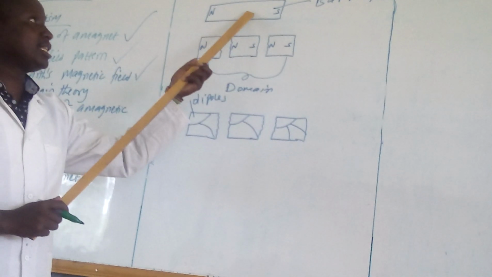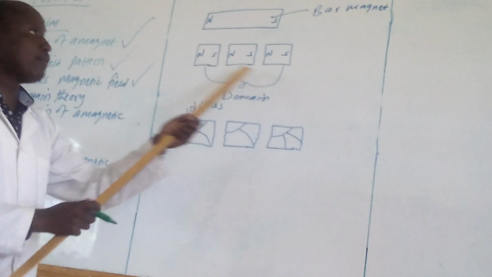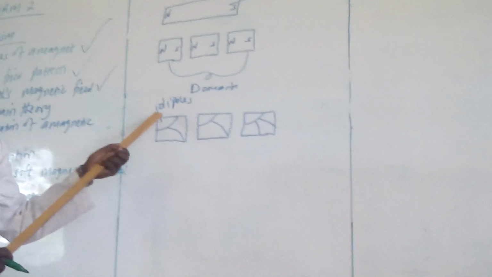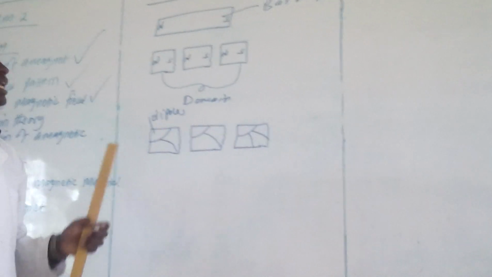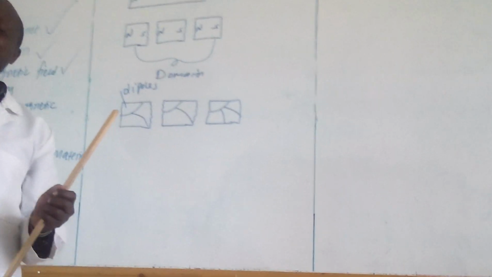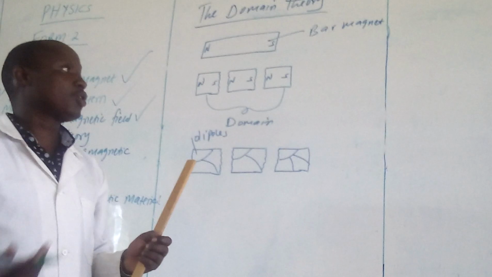A bar magnet is this one. When we break that bar magnet into small groups, we call it a domain. When we further break the domain, it will have the dipoles. And we have three conditions now: a magnetized condition, an unmagnetized condition, and a saturated condition.